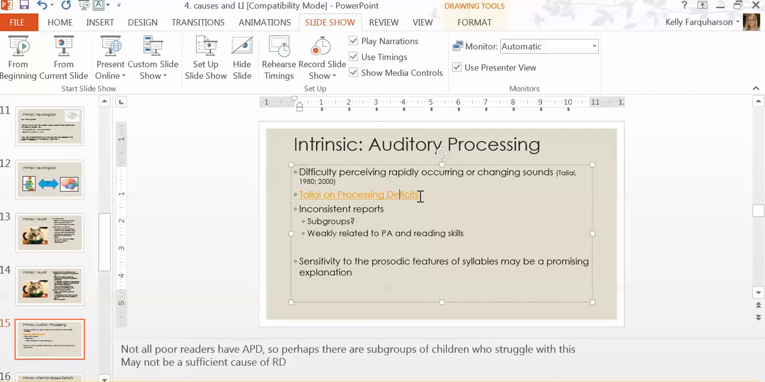It's a possibility that there are subgroups of children who have a reading disability and also an auditory processing deficit. So it's definitely a possibility that these are, again, something that's co-occurring. But auditory processing ability has been weakly related to phonological awareness and reading skills. So at this point, it's just not the case that we're thinking this is the primary cause of a reading disability. But as a part of an auditory processing disorder, kids often struggle with the prosodic features of syllables, and so that may be a promising explanation as to why they struggle with auditory processing, because they have difficulty perceiving rapidly occurring sounds or changes over time.